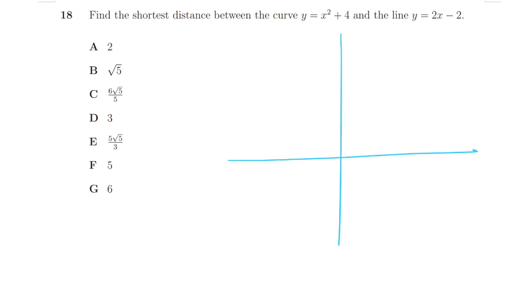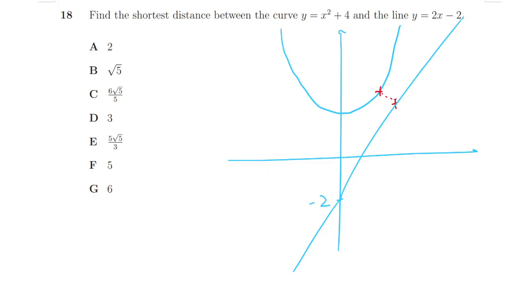So x squared plus 4. I'm assuming that they don't touch, of course, because if not, the shortest distance must be 0, and 0 is none of the options. So x squared plus 4, something like this. And 2x minus 2, okay, so y-intercept minus 2, gradient of 2, so I'm assuming something like this. That's how the picture looks. So the shortest distance should be somewhere here, maybe. Somewhere here. Good.